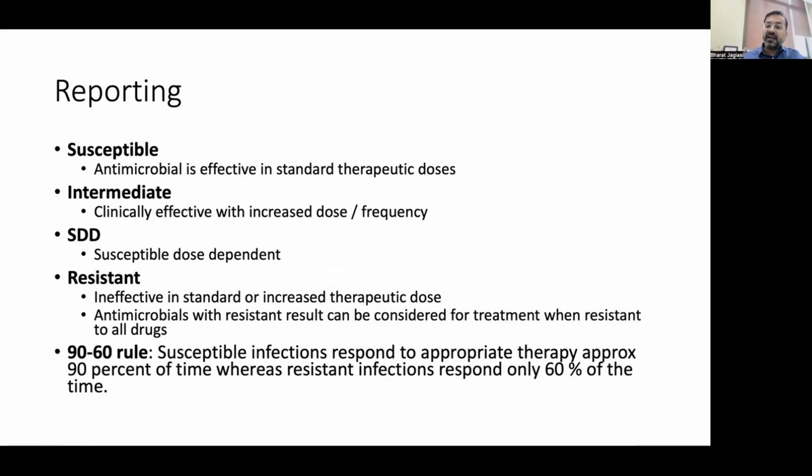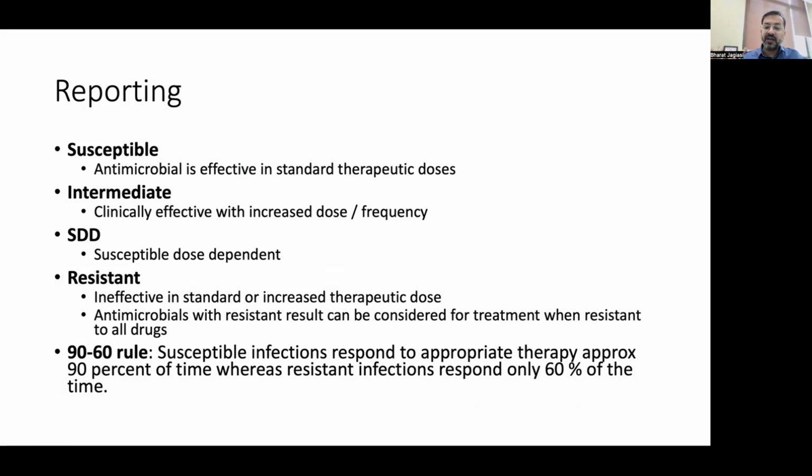And there's something called the 90-60 rule. That means susceptible infections respond to appropriate therapy approximately 90% of the time. So supposedly if it comes S, that is susceptible, there are 90% chances it will act against the flagged positive bacteria, and still there are 10% chances it will not act. Whereas resistant infections respond only 60% of the time. So when it's resistant, it doesn't mean it will not act at all. Still there are 60% chances this might act.